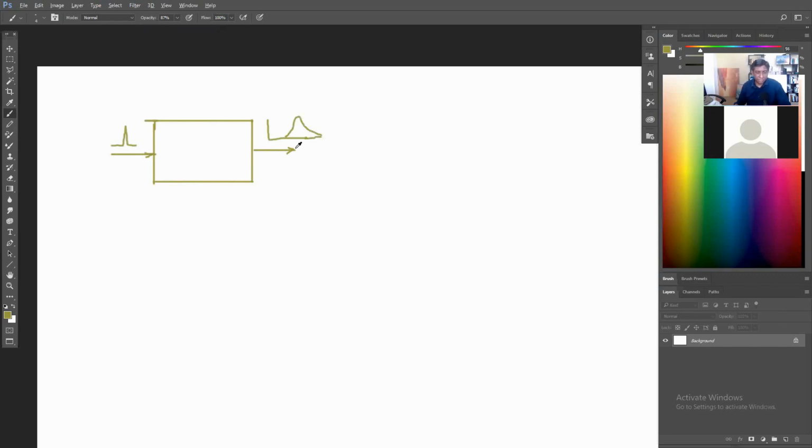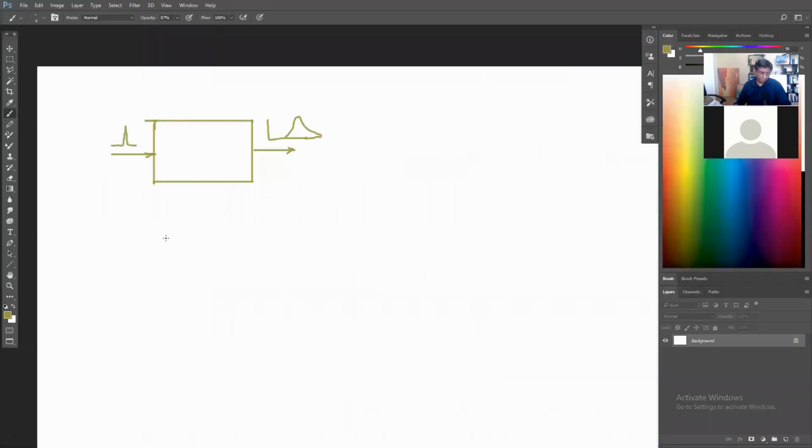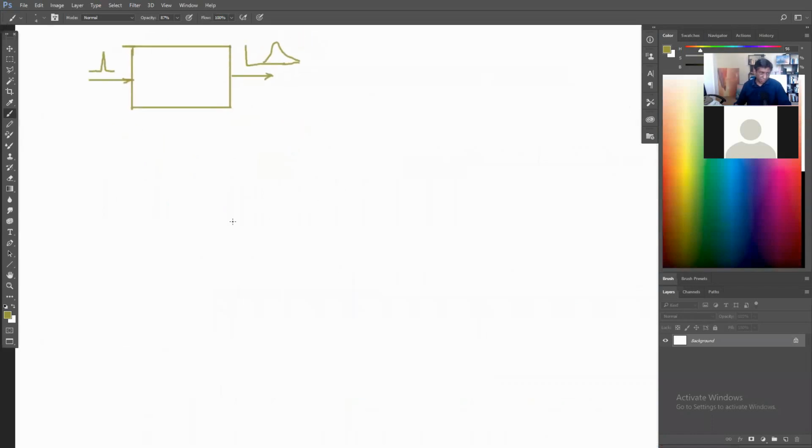And it turns out that we have all the measurements available here. So we know with time how that concentration was varying. And this is, of course, something we can do in the real world, right? We can pulse tracer in, and we can measure the concentration as it's coming out. So number one, we want to plot E of theta. And so, of course, the easiest way to do that is to use the formula.